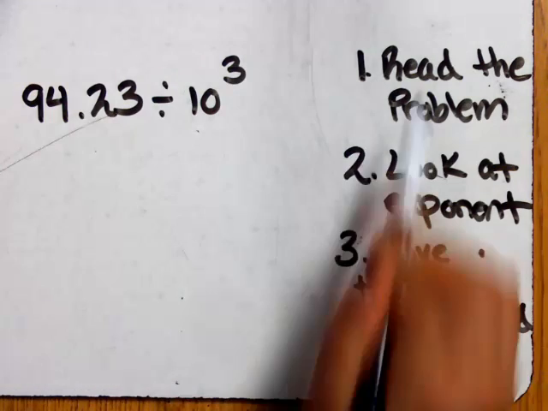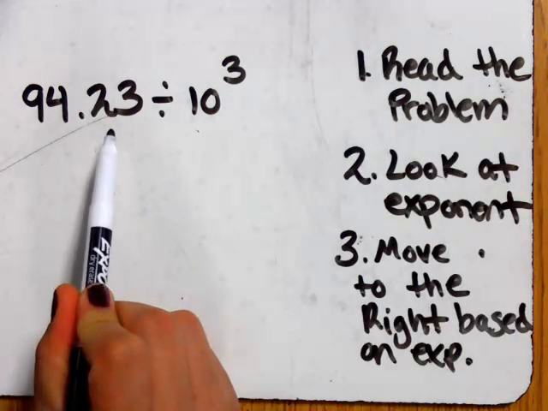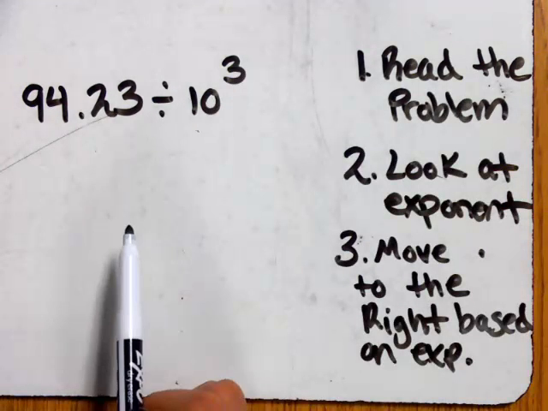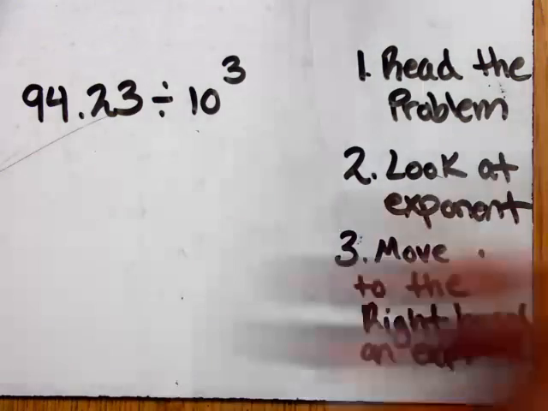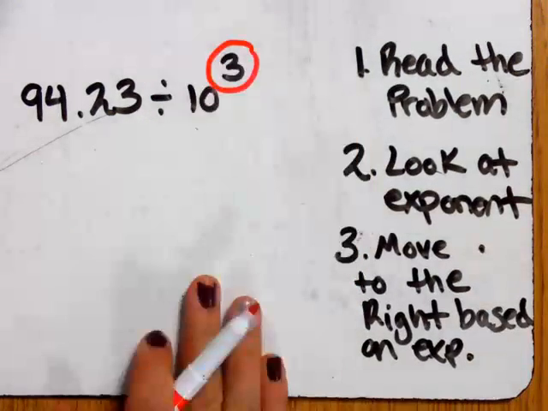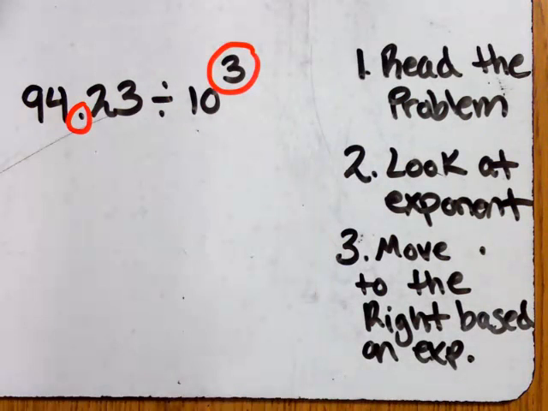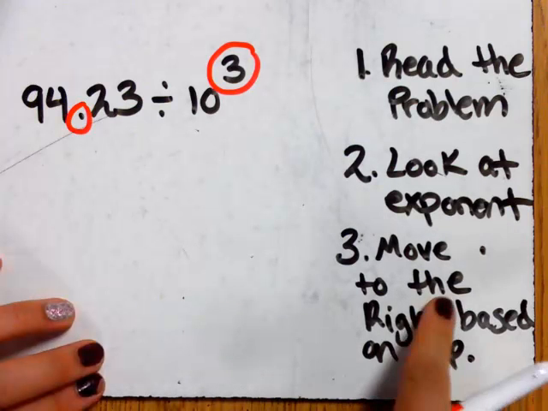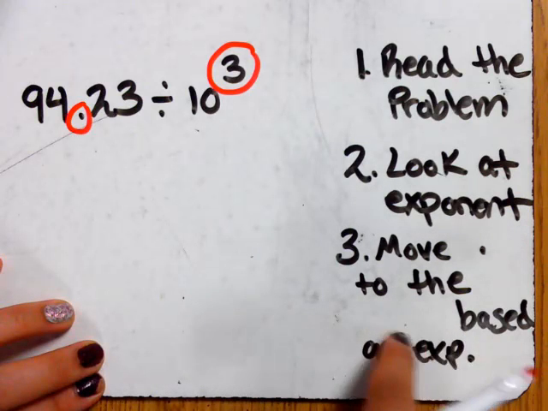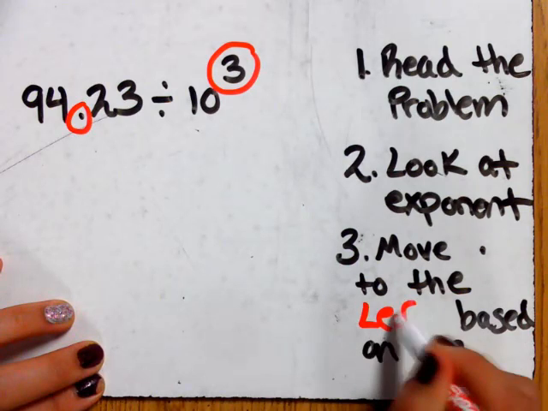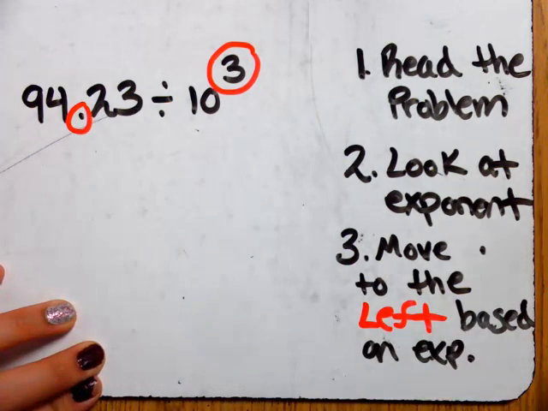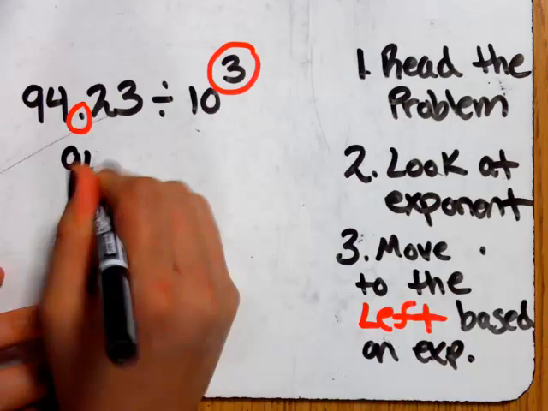So we've read the problem. It's 94 and 23 hundredths divided by 10 to the third. I'm looking at the exponent now. My exponent is still 3. So I'm moving my decimal 3 places. Now it's opposite. You go to the right when you multiply, but when you divide, you move to the left. So I'm going to rewrite this number down here so I can show my work.